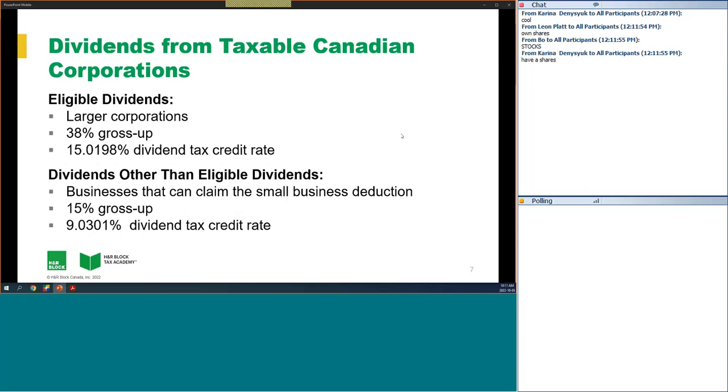If you own shares, it's like owning a piece of a company. So I now own part of that company. I'm not going to make day-to-day decisions for the company, but if the company makes a profit and they want to share that profit with me, they will issue me a dividend.